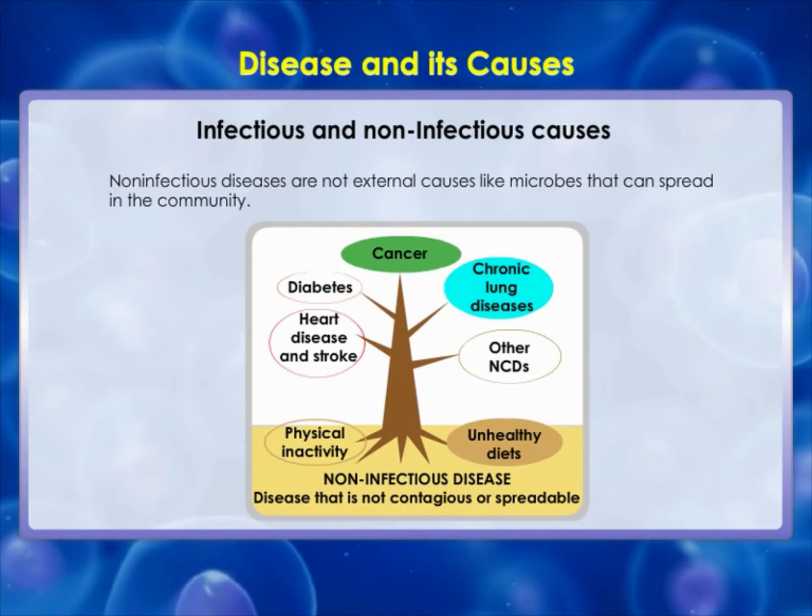The ways in which diseases spread and the ways in which they can be treated and prevented at the community level would be different for different diseases. This would depend a lot on whether the immediate causes are infectious or non-infectious.